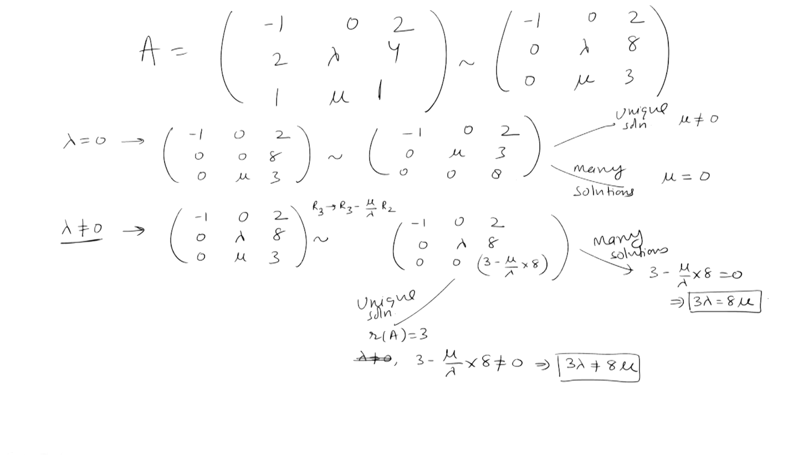So we can combine these two conditions and we can simply say that for unique solution 3 lambda should not equal to 8 mu, and for infinitely many solutions, 3 lambda should be equal to 8 mu. So in this way we can find out the conditions on lambda and mu such that the system of equations is having unique solution or infinitely many solutions.